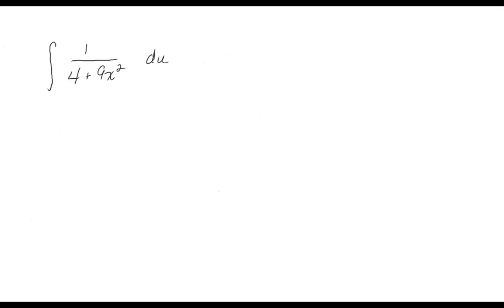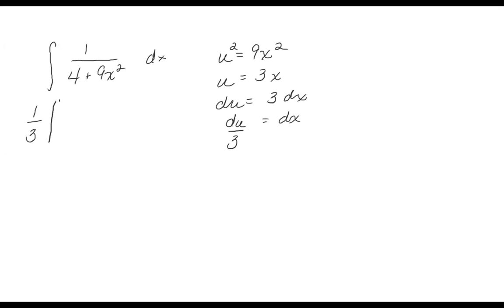Oops, not du. So let's undo that dx. Let u squared equal 9x squared. So we're just going to match that up in our formula, meaning that u is 3x and du is 3 dx, or dx is du over 3. So I get 1/3 integral 1 over 4 plus u squared.